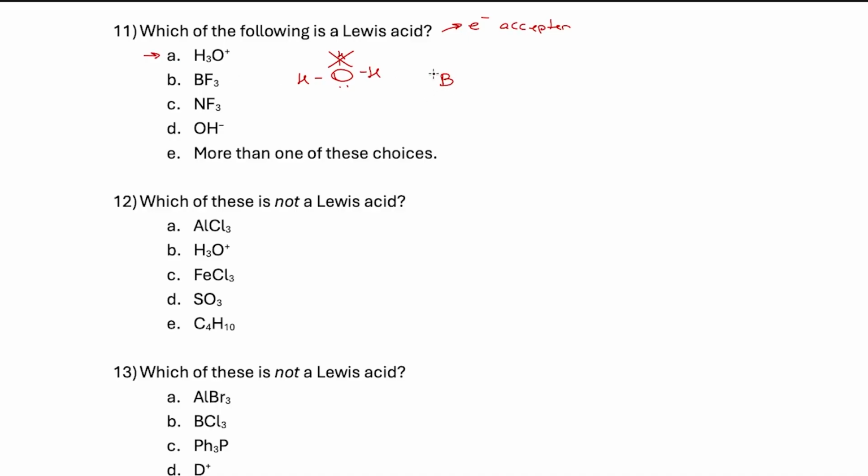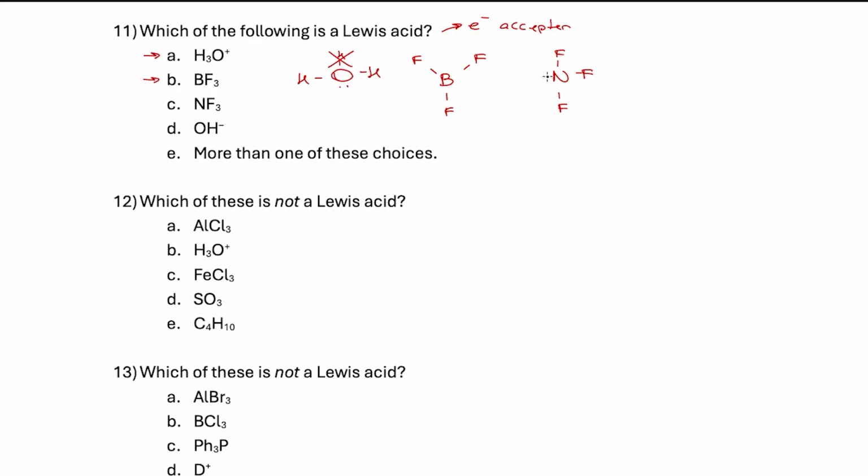Now BF3, it's a structure that we drew in the previous problem. Now BF3 by itself has no lone pairs, meaning that it can't act as a Lewis base. But can it act as a Lewis acid? Well, probably it can, right? What's stopping it from getting an extra lone pair? And so this is definitely a Lewis acid, right? It can definitely accept another electron pair.